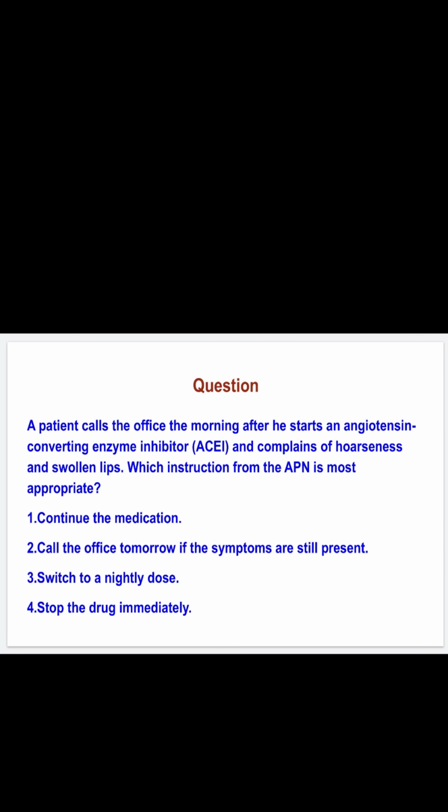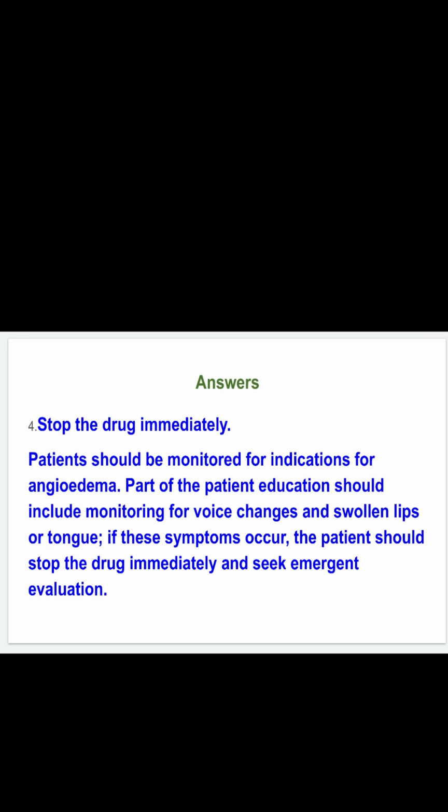Next one: a patient called the office the morning after he started angiotensin converting enzyme inhibitors and complains of hoarseness and swollen lips. Which instruction from the APN is most appropriate? This is definitely stop the drug immediately, because this is a reaction to this medication. It's called angioedema: hoarseness and swollen lips. This can be life threatening, so we need to stop immediately and contact the provider for epinephrine or some kind of allergy medication.